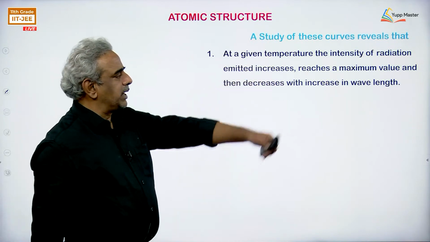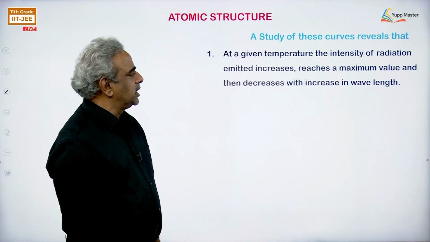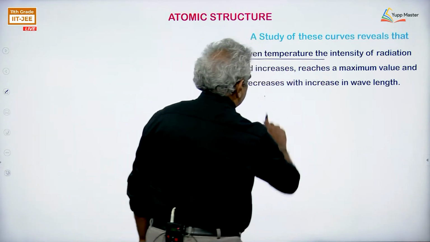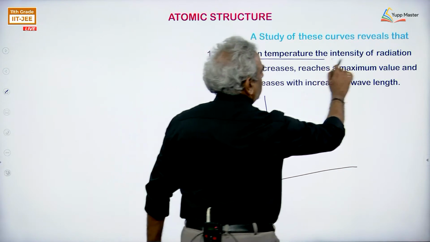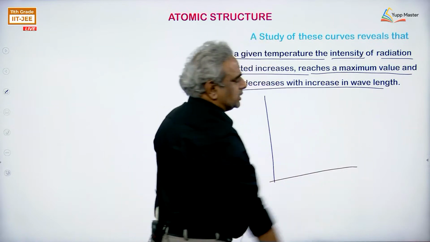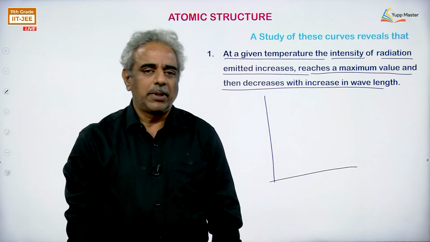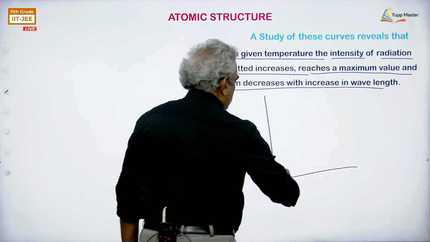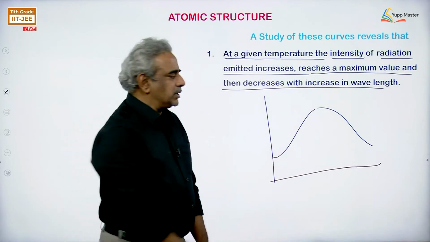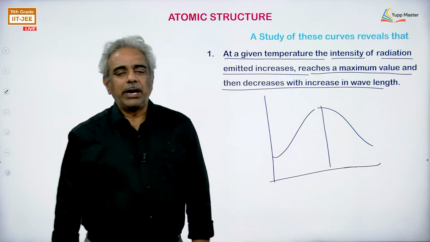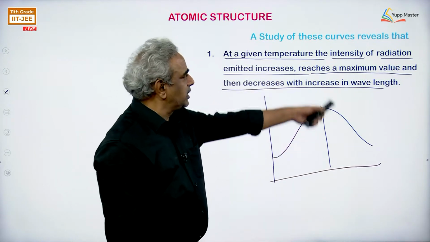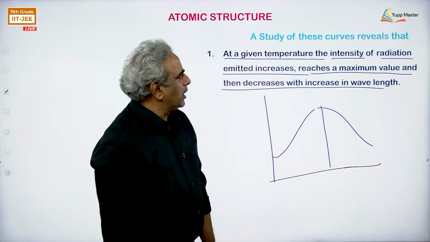At a given temperature, the intensity of a radiation emitted increases, reaches a maximum, then decreases. These are Blackbody radiation features. Actually, these are all distribution curves. Means what? Moderate to high, then high wavelengths, low intensity. It reaches a maximum at moderate wavelength, which is called Lambda Max. These are the features of Blackbody radiation.